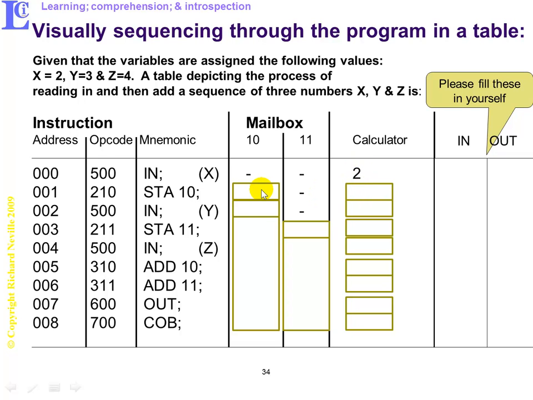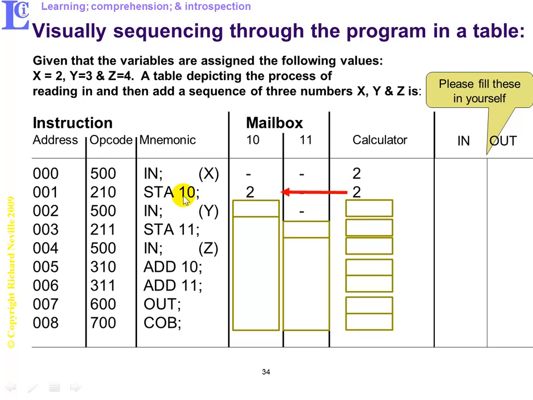Let's do that then. So 2 is still written there, so if you don't write the 2, if you leave this blank, you will get reduced marks. Blank means there's no data. 2 is what is in the calculator. And then we move it to mailbox address 10. So let's show that in an arrow. We move the data from the calculator to the mailbox, store it in mailbox address 10.